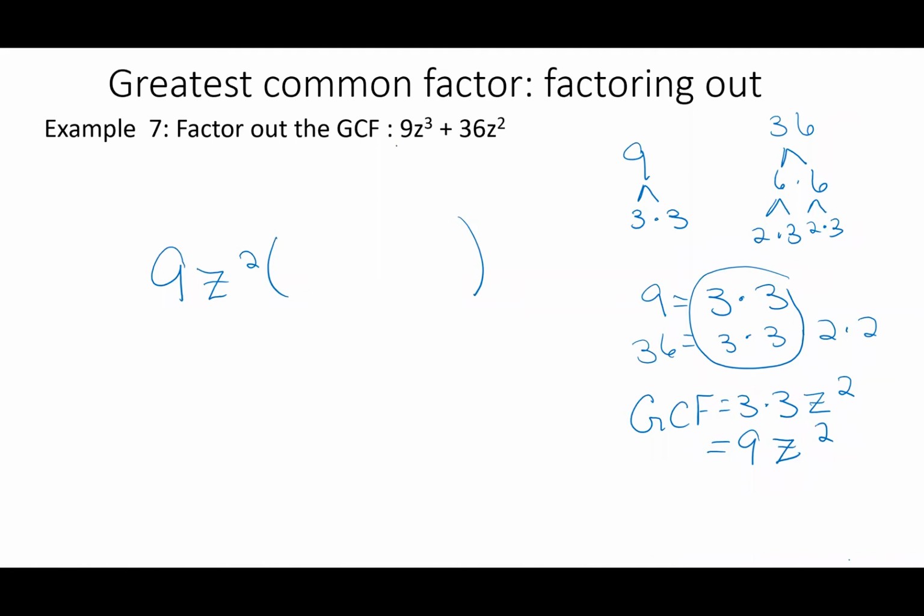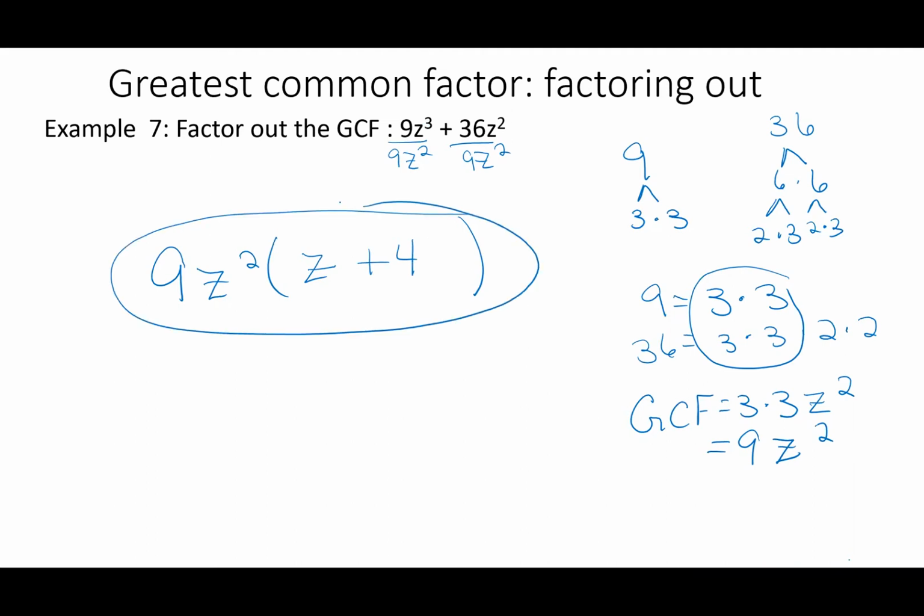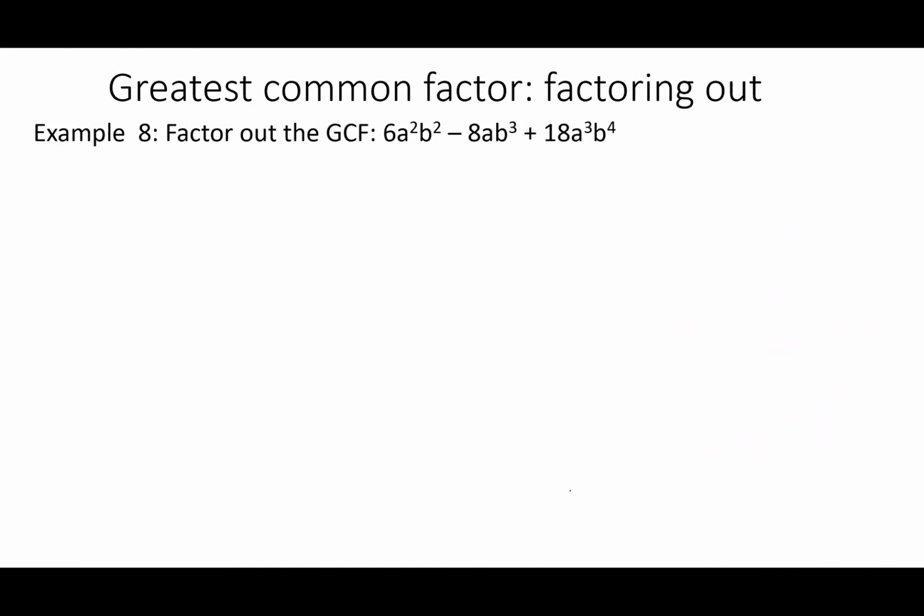So in essence, what you're doing is you're dividing each term by 9z squared. So 9 divided by 9 is 1. Z cubed divided by z squared is z. 36 divided by 9 is 4. And z squared divided by z squared cancels. And you are done.